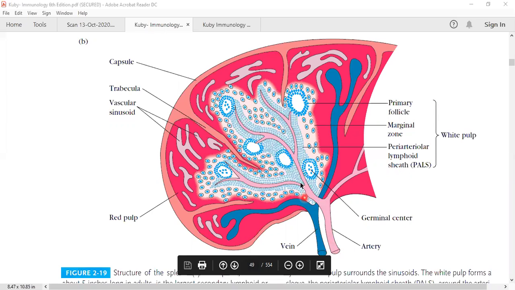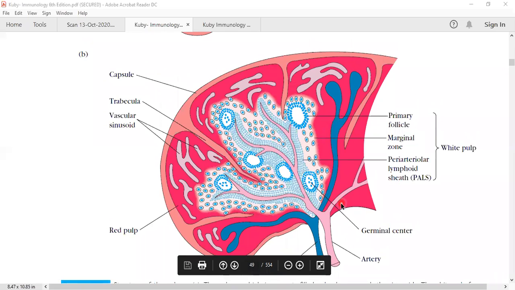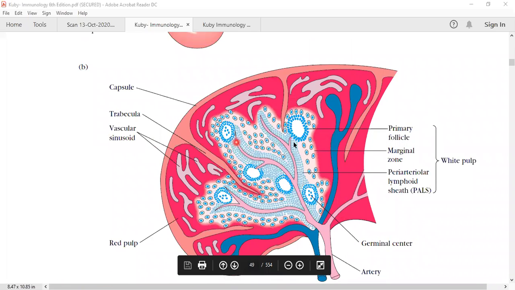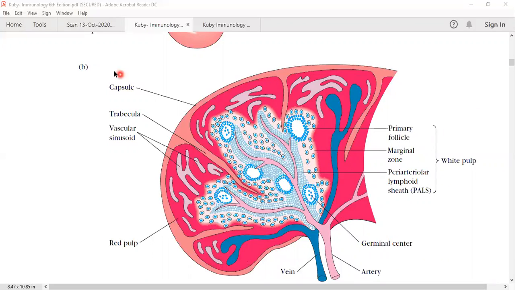So these are called splenic arteries. And then finally the blood will move through these veins out of the spleen. All right. So now we will understand what is happening exactly, how antigen will come through these splenic arteries and how it will activate different cells so that a complete immune response can be mounted.